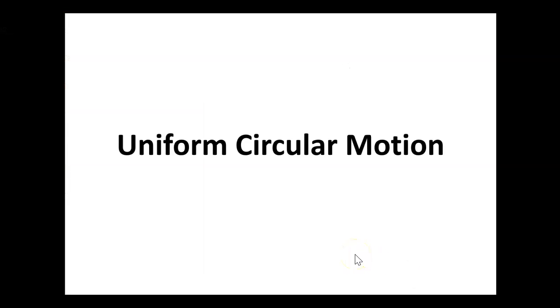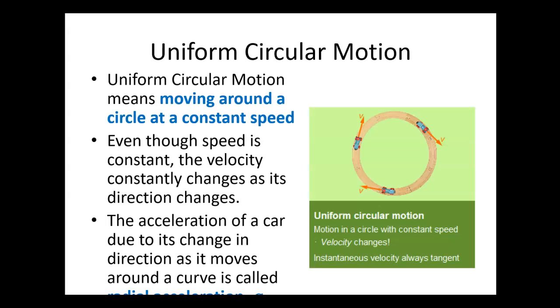This webcast talks about uniform circular motion. Uniform circular motion means something that moves in a circular path at a constant speed. So for example, a toy car going around a circular racetrack, as shown in the picture here. Even though the speed of this car is constant, the velocity is continually changing. And the reason is because the car's direction is always changing.